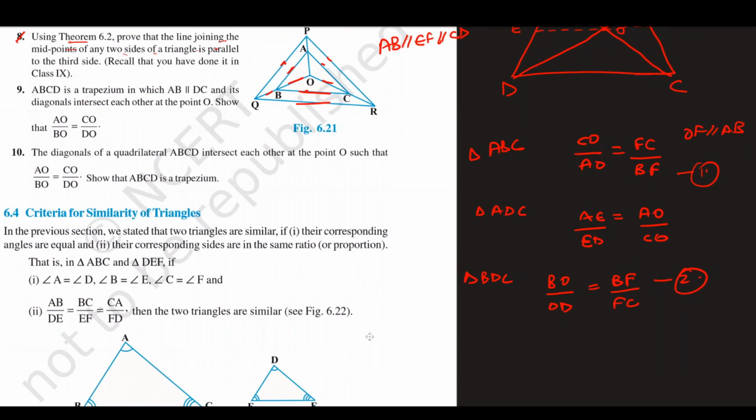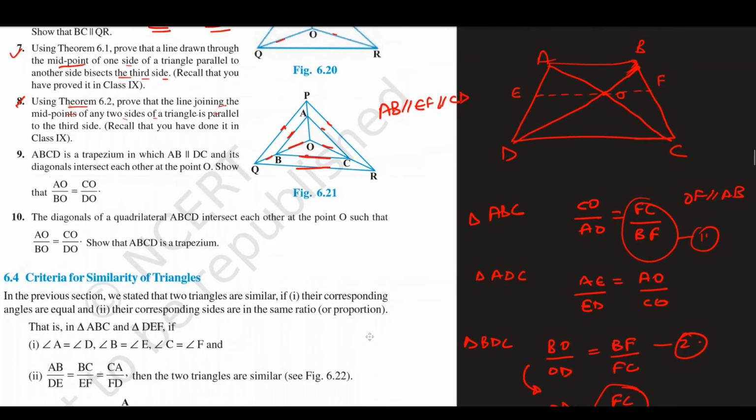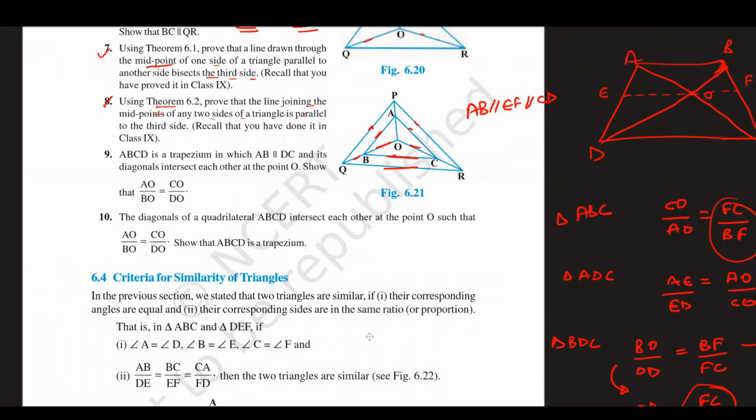So just look at these two equations, equation number 1 and equation number 2. Let's take the reciprocal of this. So we get OD upon OB is equal to FC upon BF. Now look, this and this are the same. Hence we get OD upon OB must be equal to OC upon OA. Final answer. Just rearrange the terms and you will get the answer.